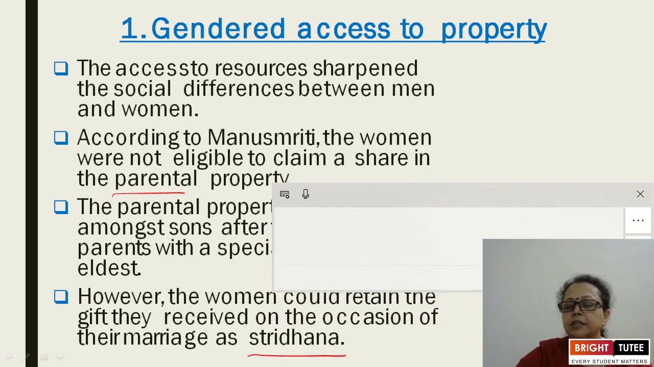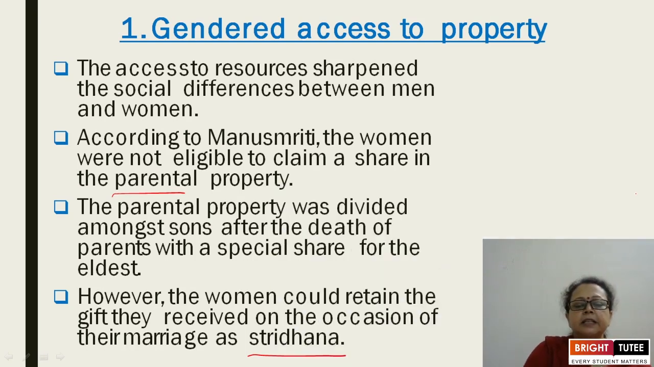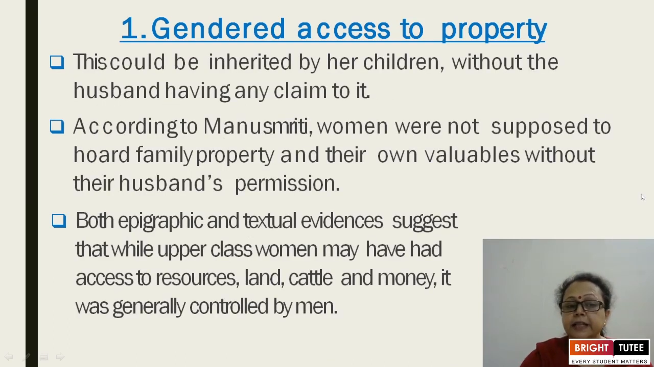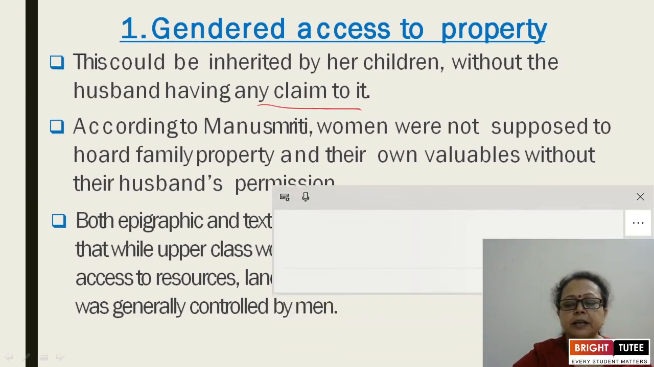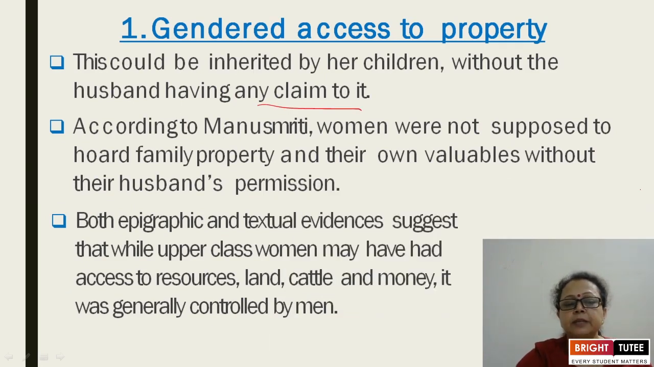This is the concept in those days also. Whatever women get at the time of their marriage is considered Stridhan. The Stridhan is inherited by her children without the husband having any claim on it. The husband cannot claim the Stridhan which the woman gets at the time of marriage. According to Manusmriti, women were not supposed to hoard family property and their own valuables without their husband's permission. This way, women were considered minors: before marriage under the guardianship of fathers, and after that, of husbands.